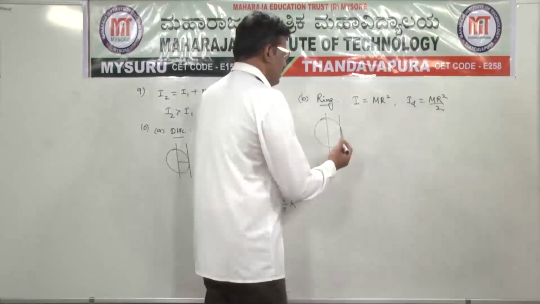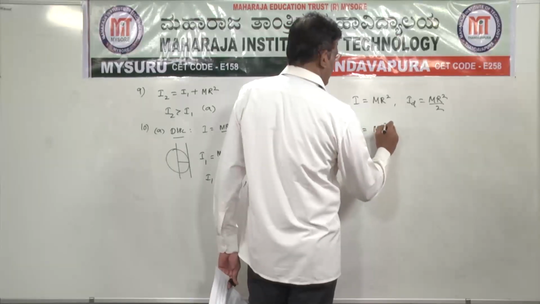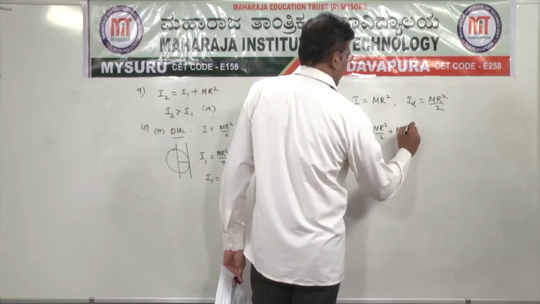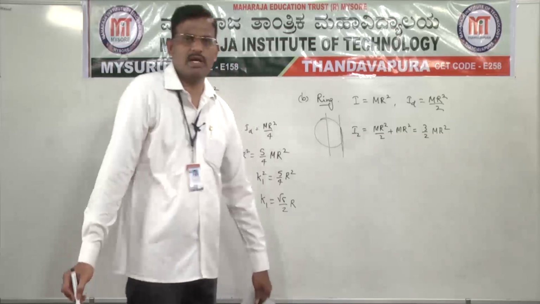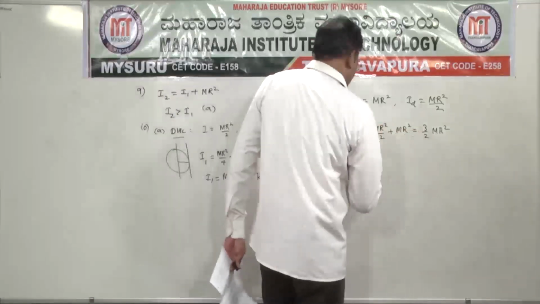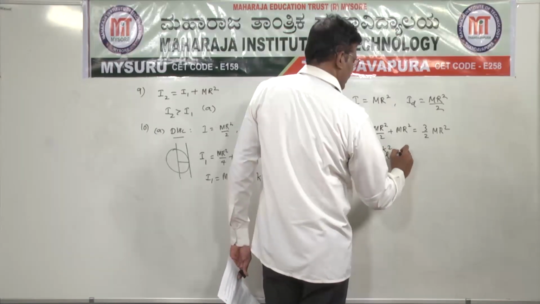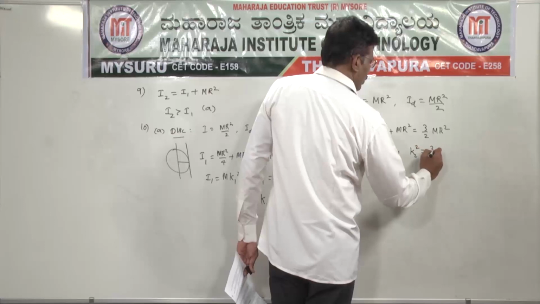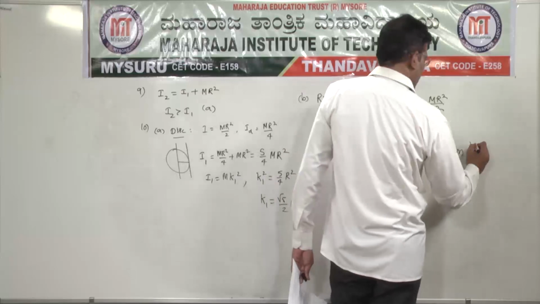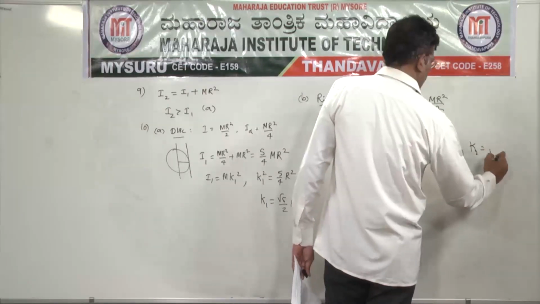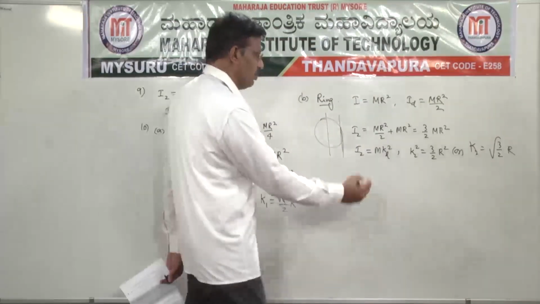About the tangential axis, according to the parallel axis theorem, I2 is equal to mr square by 2 plus mr square. So that is equal to 3 by 2 mr square. When it is compared with I2 equal to m k2 square, then k2 square is equal to 3 by 2 r square, or k2 is equal to root of 3 by 2 into r. Now the question is, what is k1 by k2?